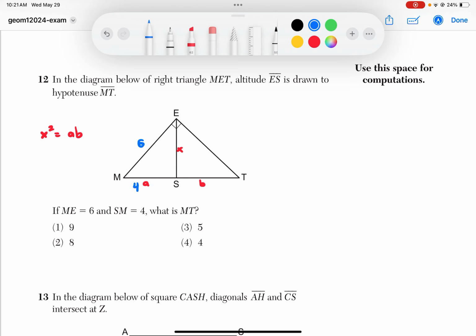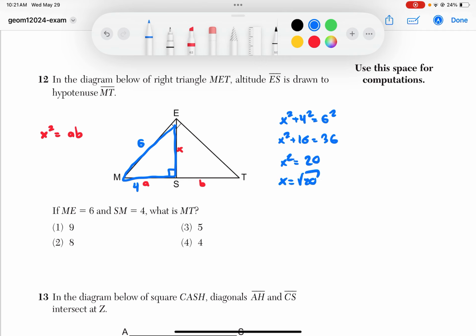Okay, so I need my altitude. I don't have my altitude. So I have to find it real quick. This is a right triangle, so I just need to use the Pythagorean theorem. So we have x squared plus 4 squared equals 6 squared. So x squared plus 16 equals 36. X squared equals 36 minus 16, which is 20. So x equals the square root of 20.